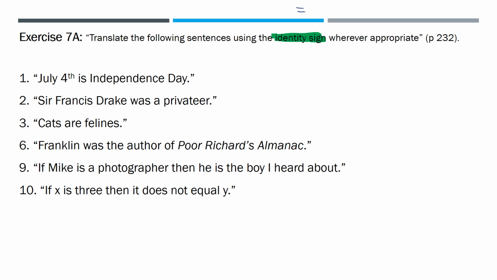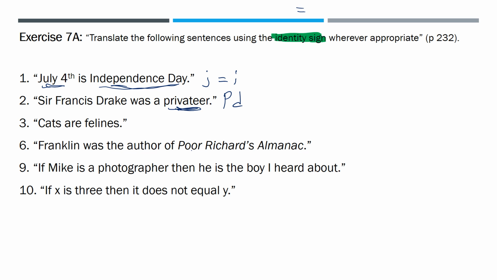The first one tells us that July 4th is Independence Day. Here we have a straightforward identity, because July 4th and Independence Day really reference the same thing. They're just using different expressions. Hence we can say lowercase j equals lowercase i. July 4th is identical with Independence Day. Number 2 tells us that Sir Francis Drake was a privateer. Clearly, privateer is just a predicate. It's not identical to our subject, so we'll translate this as capital P lowercase d. Lowercase d represents the subject, and the capital P represents that predicate, privateer.